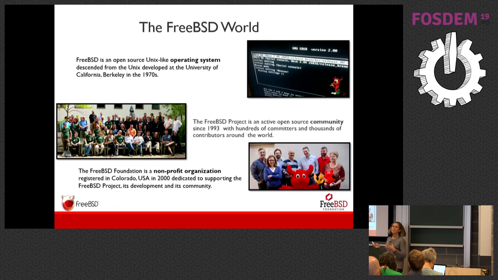There are three main components of the FreeBSD world. On the top, that represents the operating system. It's an open source computer operating system and it's been around for 25 years now. The second component is the actual project, comprised of the people and the community, with over 400 committers and developers, as well as thousands of people around the world who help contribute to the FreeBSD project.